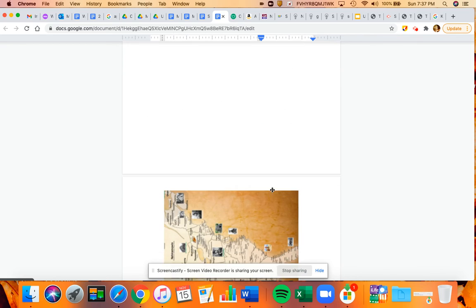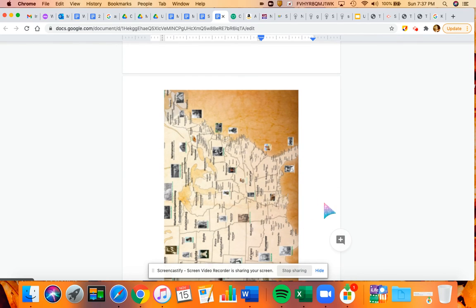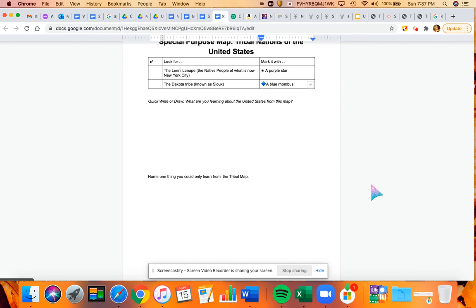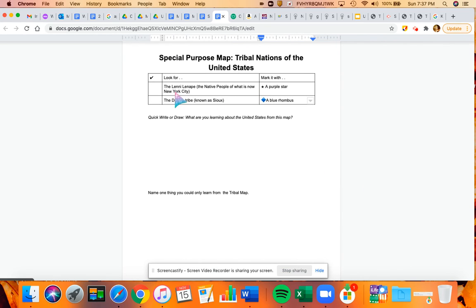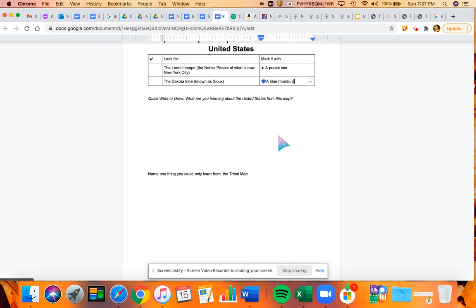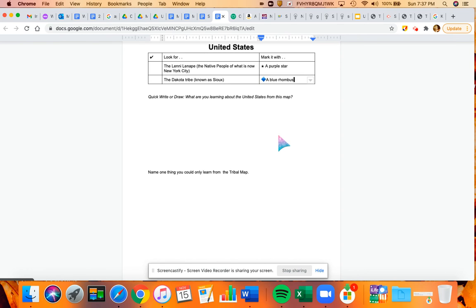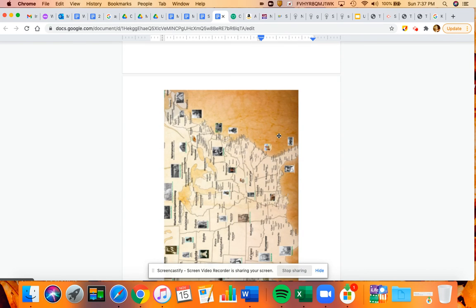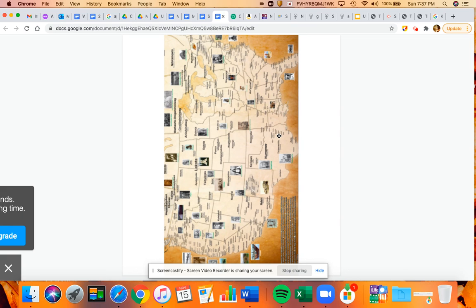Then you'll have a chance to look more carefully at our special purpose map or the tribal nations map. You will have a chance to look for the Lenni Lenape people who lived where we live today, and the Dakota tribe. Then you'll have a chance to write what you're learning about the United States from this map. And one thing you could only learn from the tribal map that you wouldn't learn from a political map.